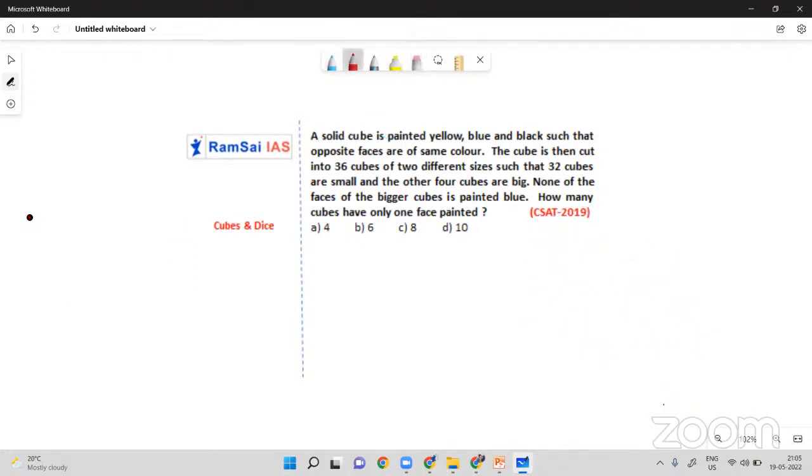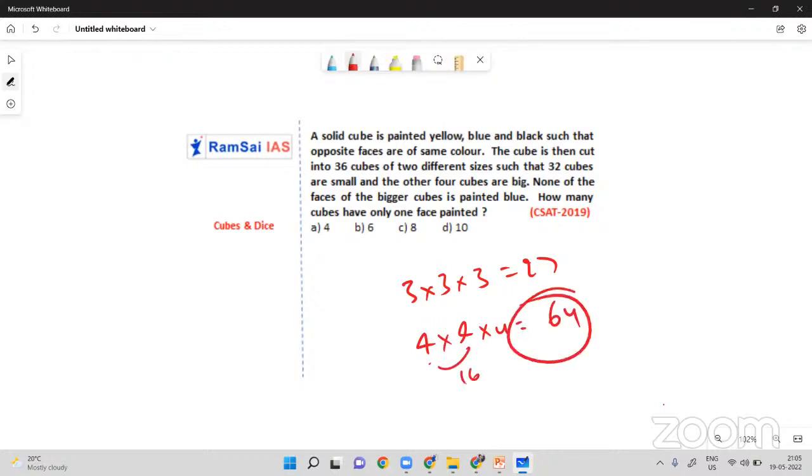So if I consider a cube, that's okay. But it was clearly mentioned it's a combination of big and small cubes. If I consider 3 by 3 by 3, I'll get total 27 small cubes only. So for sure it should be a 4 by 4 by 4 cube, right? 4 by 4 by 4, how much? 64. There should be total 64, but it was clearly mentioned there were only 36. So how can it be possible?